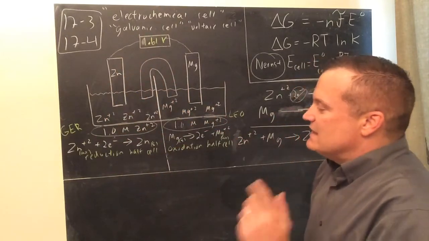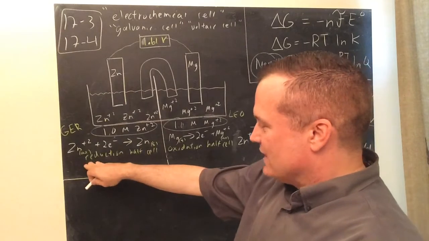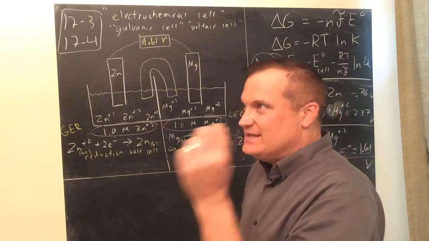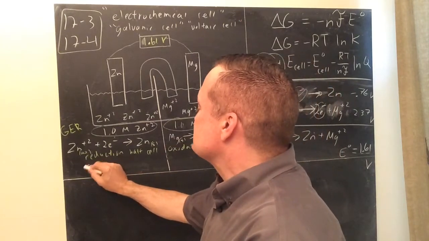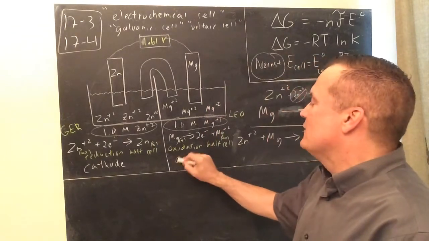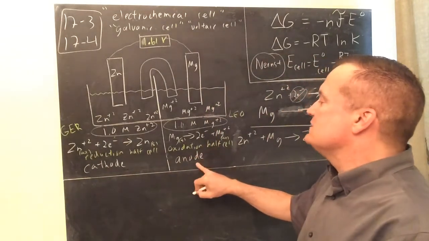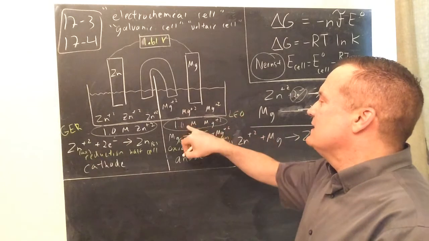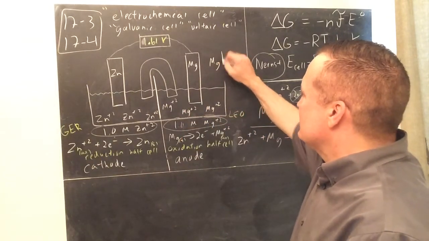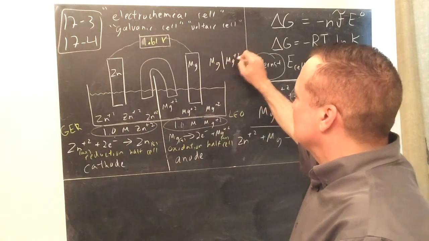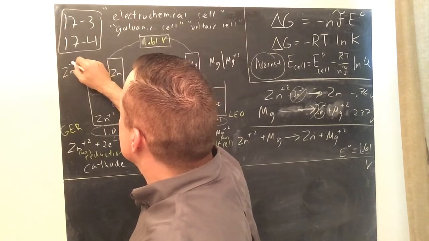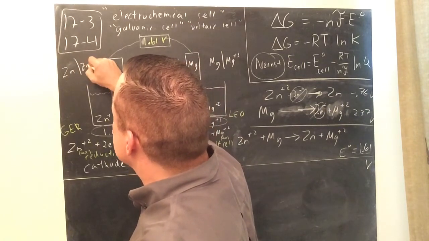Oh, one more thing. Is this the anode or the cathode? Reduction, remember, in English, the consonants are C. Cathode, reduction. So this is the cathode, and this is going to be the anode. The anode consists of magnesium in magnesium solution. You might have seen it written like magnesium, a line, Mg plus 2. The cathode consists of zinc, a line, and zinc plus 2 solution.